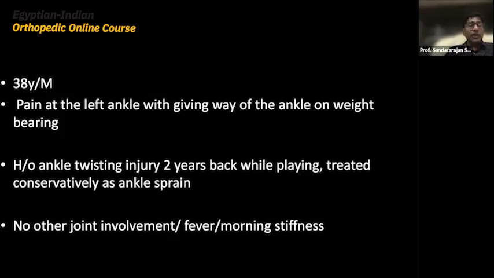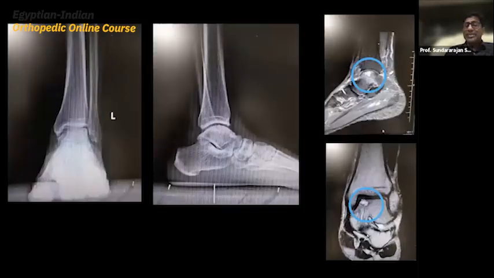This is the case of a 38-year-old male patient presented with pain in the left ankle and giving way of the ankle on weight bearing. History of an ankle twisting injury 2 years before while playing, treated conservatively. No other involvement. Looking at the X-ray very carefully, on the anteromedial side there is a small osteolytic lesion, and on the MRI you can see an osteochondral lesion around 1 centimeter in the anteromedial region, and the patient has tenderness exactly over the site.